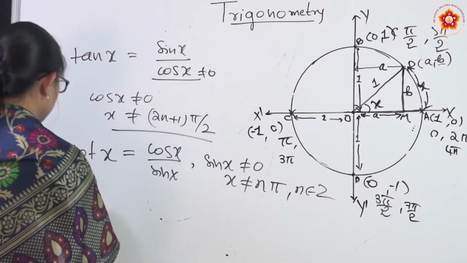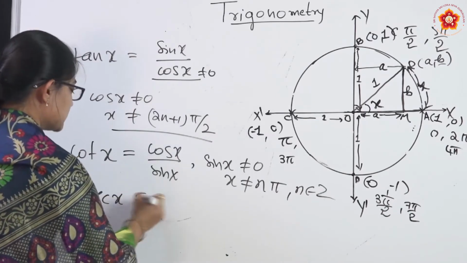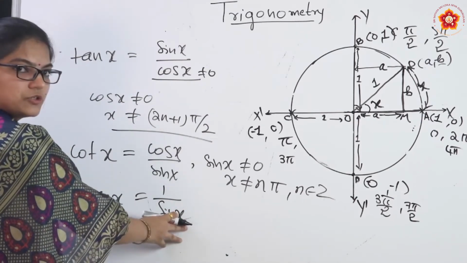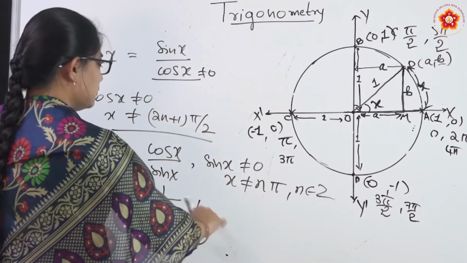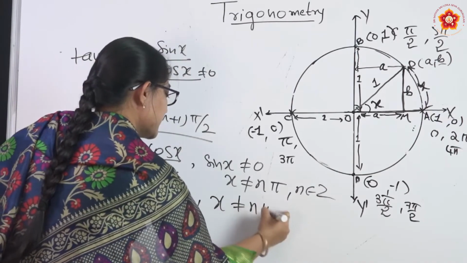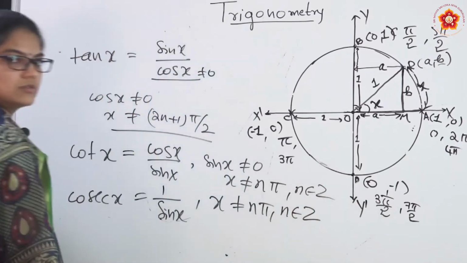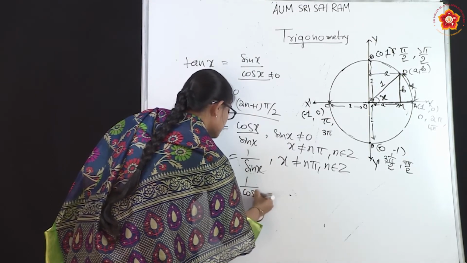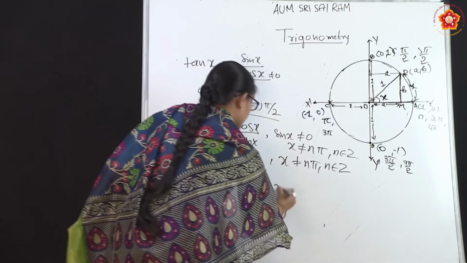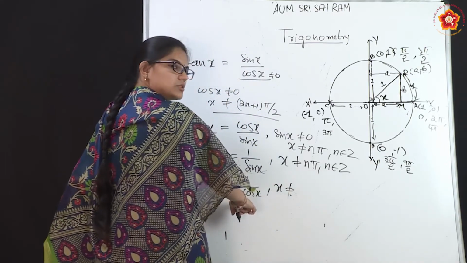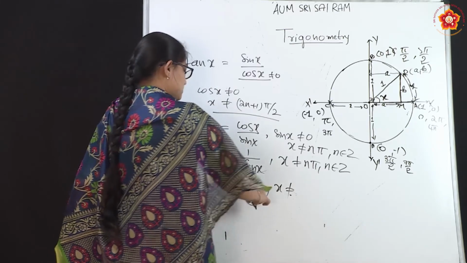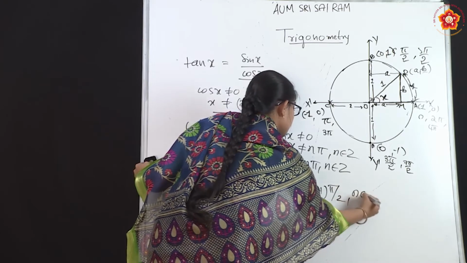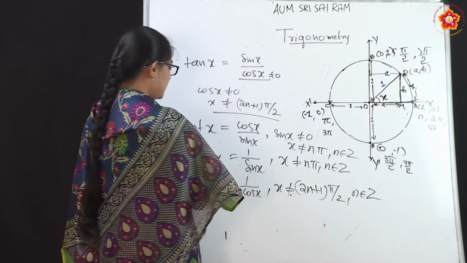Next we can define cosecant x. So cosecant x is the reciprocal of sin x, correct. So here also the denominator should not be equal to 0, meaning sin x not equal to 0, when x is not equal to n pi for n belongs to Z. And secant x, which is the reciprocal of cos x, is defined for x not equal to... cos x is equal to 0 for odd multiples of pi by 2. So here x is not equal to (2n plus 1) pi by 2 for n belongs to Z.